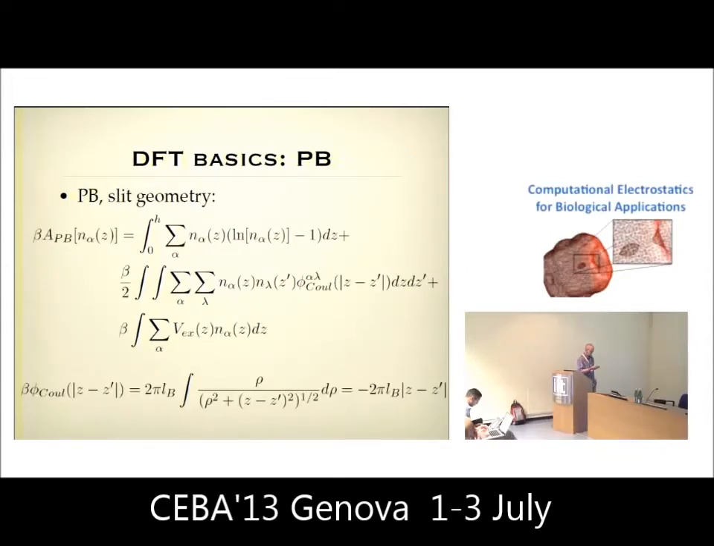And I'll just exemplify. If you consider a slit geometry, then for each Z value you choose, you assume that the ion distribution is uniform. It just has a value there, right? So there's no heterogeneity in the XY directions. That's the assumption in the slit geometry here. And then you get the entropy term here. You get an energetic term with a Coulomb potential, and you get the external field.